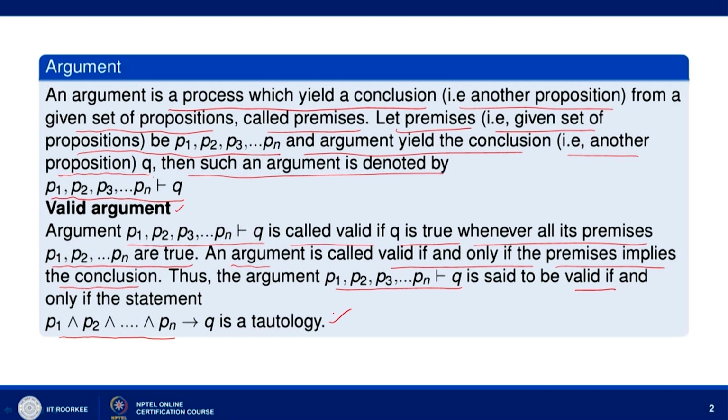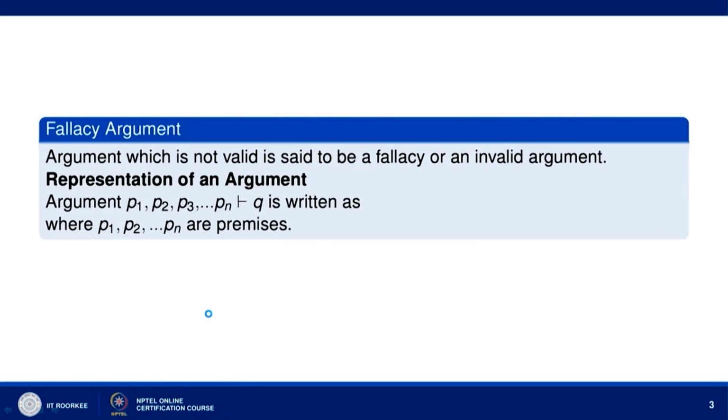So, we will call the argument P1, P2, P3, Pn gives Q a valid argument if P1 and P2 and so on Pn implies Q is a tautology. If it is not a tautology, we will call it an invalid argument. An argument which is not valid is said to be a fallacy or an invalid argument.